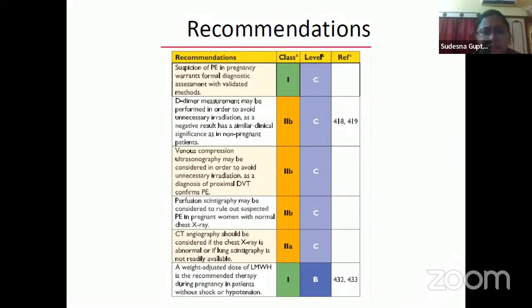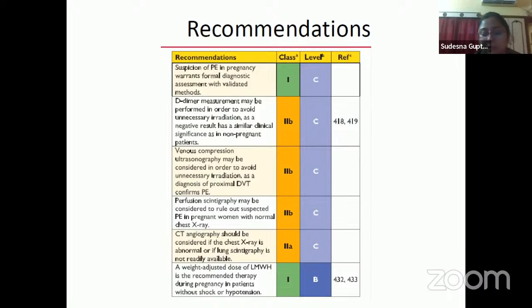As the recommendation states, suspicion of PE in pregnancy warrants formal diagnostic methods. This is a class 1 recommendation. D-dimer assessment may be performed, but it has limited negative predictive value because pregnancy is itself a high-risk state, so it's a class 2B. Venous compression ultrasound also holds a class 2B recommendation. Perfusion scintigraphy may be considered, and CT angiography should be considered only if the chest X-ray is abnormal. They all hold a class 2 recommendation.